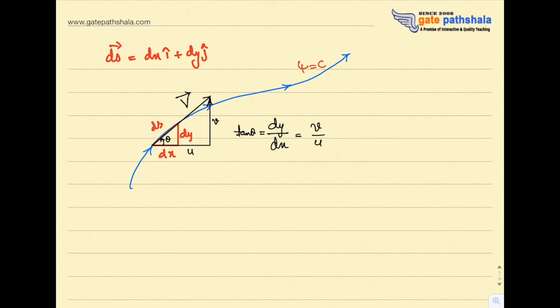What we have proved is that psi is constant along a streamline of the flow. I'll come to the definition of streamline a little later. Now let's look at what this word streamline is all about.